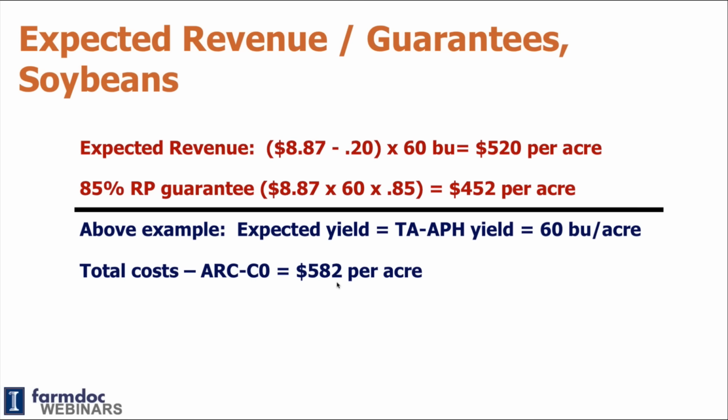Same sort of situation for soybeans. $8.87 is the projected price as of the first two weeks. You could have been locking in or forward contracting at 20 cents below that. $520 would be the expected revenue. The guarantee, given a 60 bushel expected yield, would be $452. Again, total cost $582, so we're below that. One of the things that in this cost-cutting environment you may be thinking about cutting is that coverage level to save on cost.